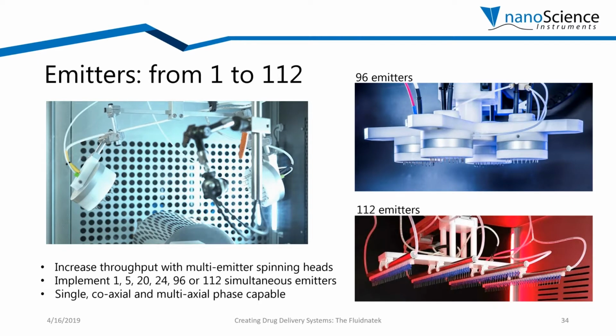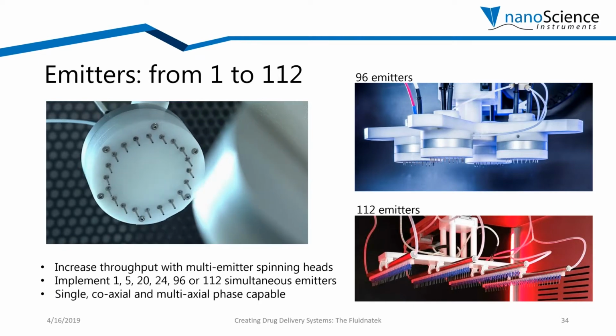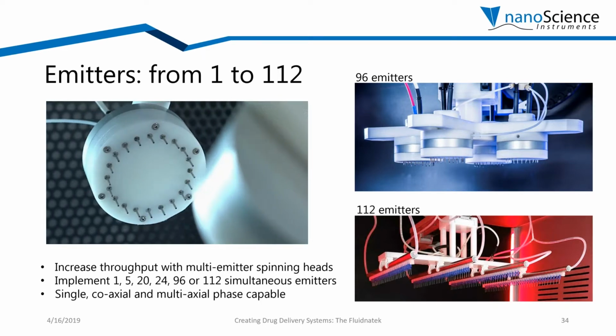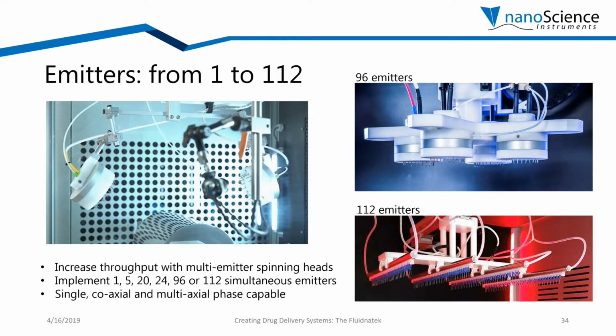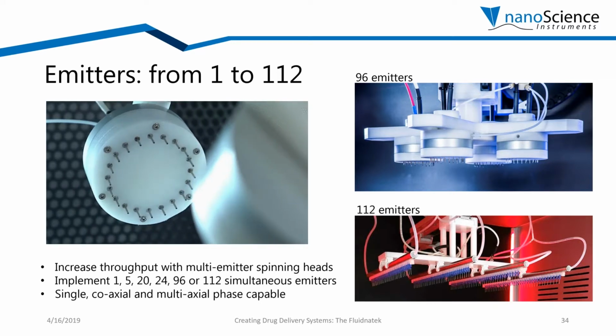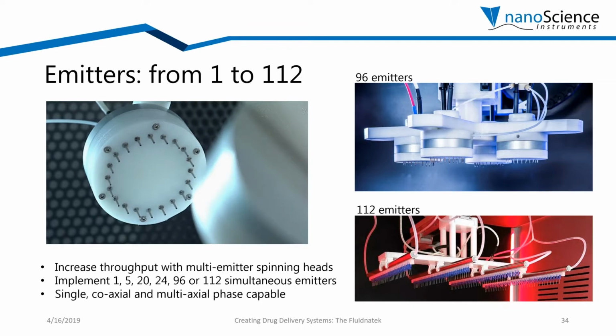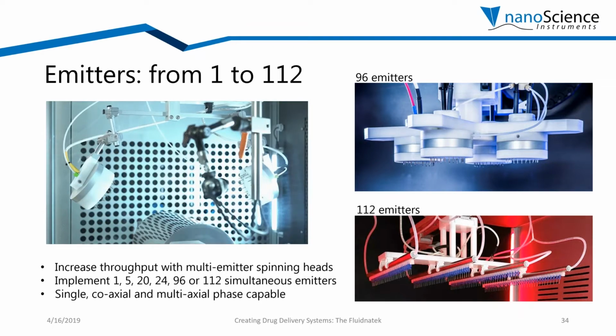So typical units operate with one emitter needle or nozzle, depending on how you like to call it. Depending on the Fluidnatek unit of interest, we can operate from 1, 5, 10, 20, 24, and all the way up to 112 emitters at the same time. This allows you to increase the throughput by implementing what we call multi-emitter spinning heads. Not only can we do single phase, we can also operate in core-shell mode with simultaneous emitters.